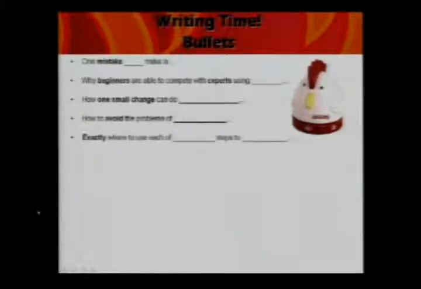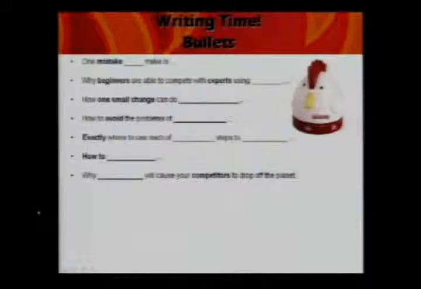Exactly where to use each of blank steps to achieve blank. It goes back to lists. If you have a step-by-step system, that's cool. People like that. How many steps are there? If you break it down for people, it's so much easier to absorb, and they're going to like that. How to, classic. Why blank will cause your competitors to drop off the planet.